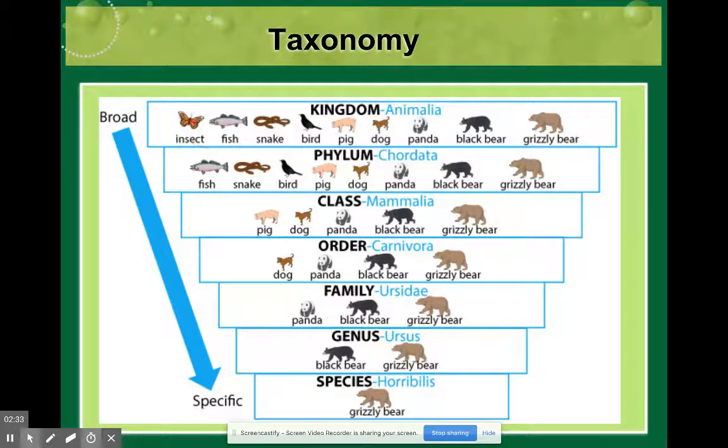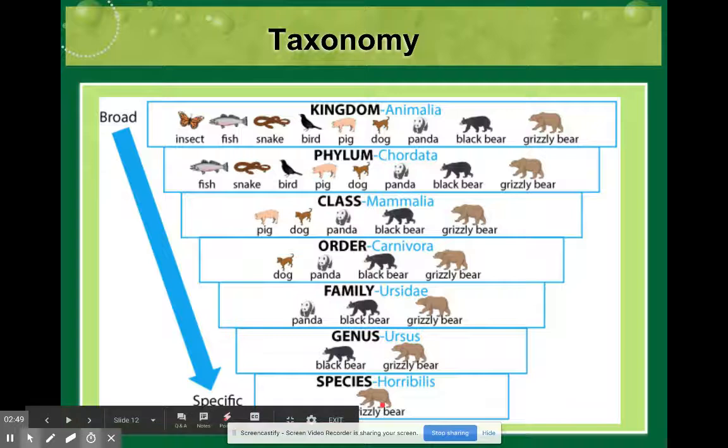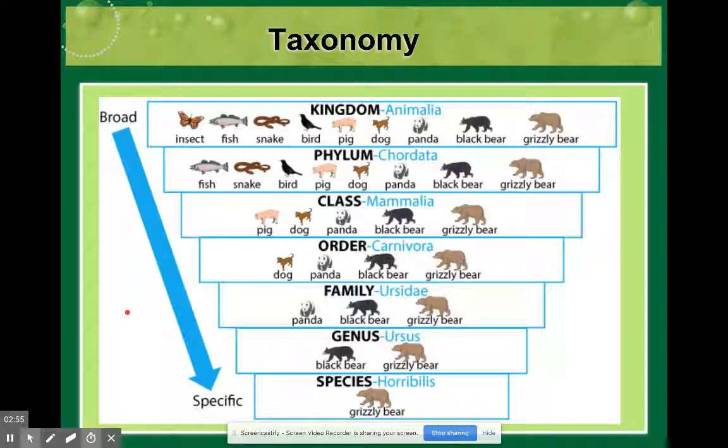The butterfly is not there, not because it's not an animal, it is. The butterfly is not in the phylum Chordata because it doesn't have a backbone. Chordata, these animals all have backbones. And then again, we're going down to mammal, carnivores, and so on, until we're most specific in order to grizzly bear. So if we go backwards, we can see which animals the grizzly bear is most related to, and vice versa. So that's all taxonomy is.